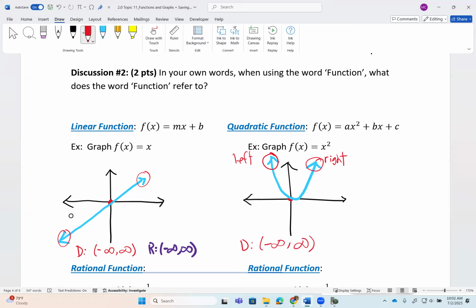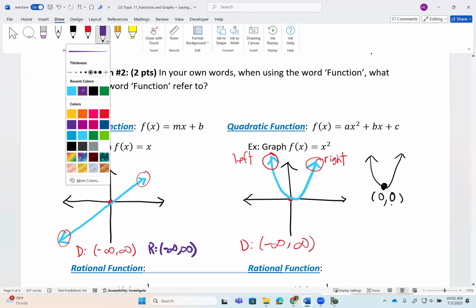The range will be different. Okay, the range will be different for a quadratic function. For every different quadratic function, the range will change. It all depends on where the bottom of the U is located. For a quadratic function like this one, currently my very bottom is sitting at the origin, right?